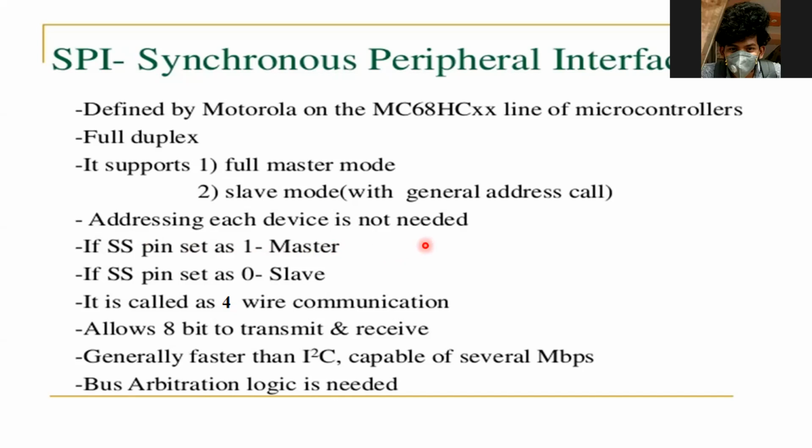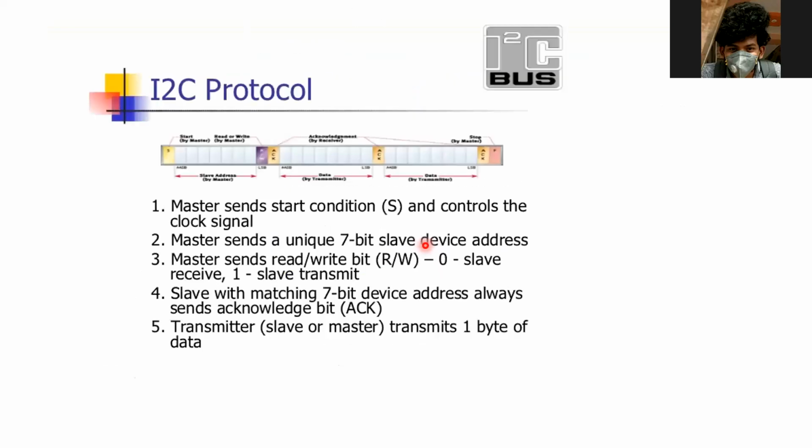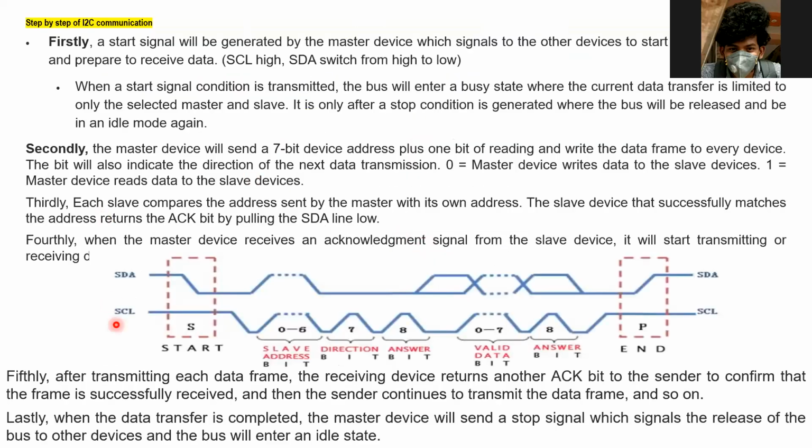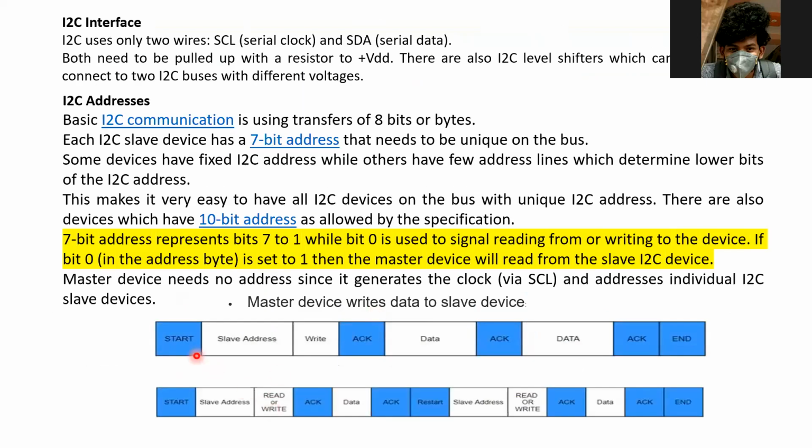Addressing. Previously, do you remember? In I square C, what will I do? I will start. Then I will send my slave address. My slave address is correct now. Automatically it will send the acknowledgement. You see, I will start, I will send the slave address.